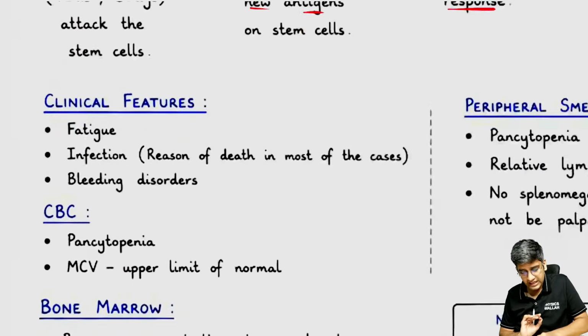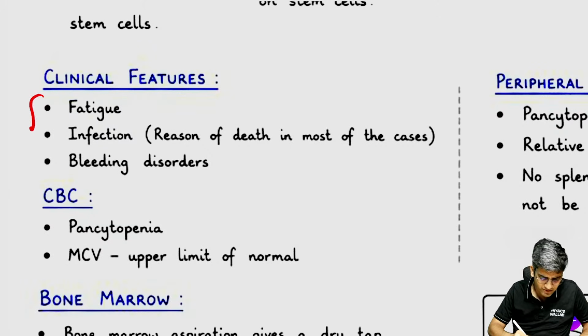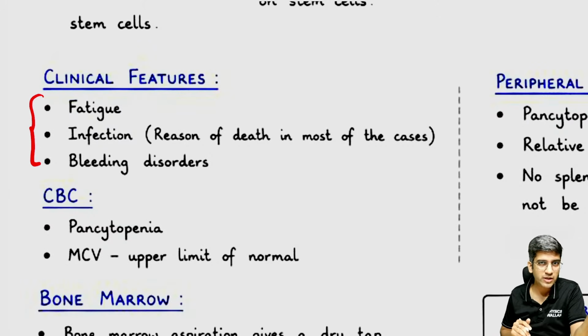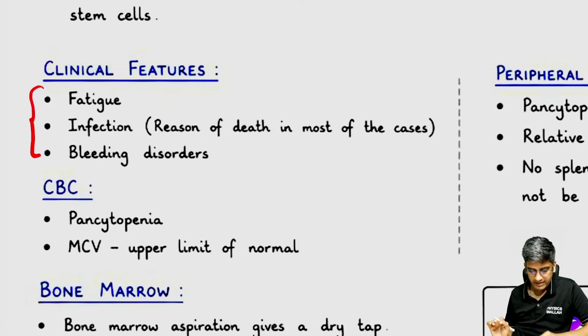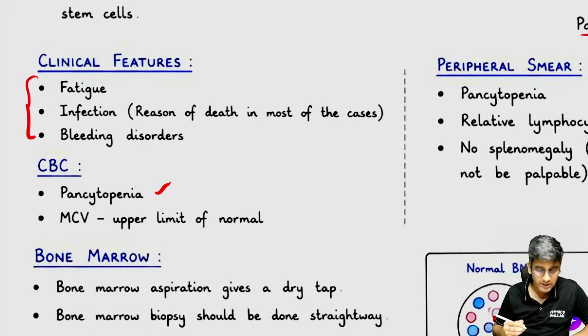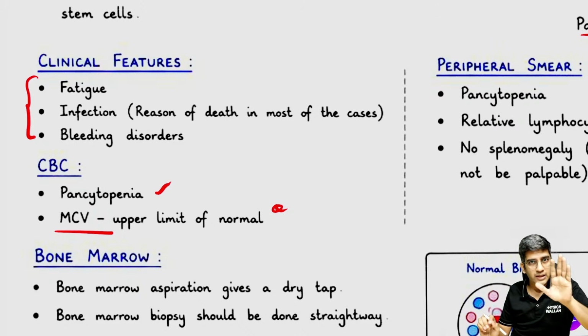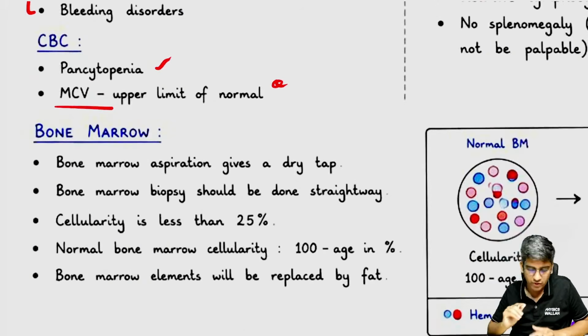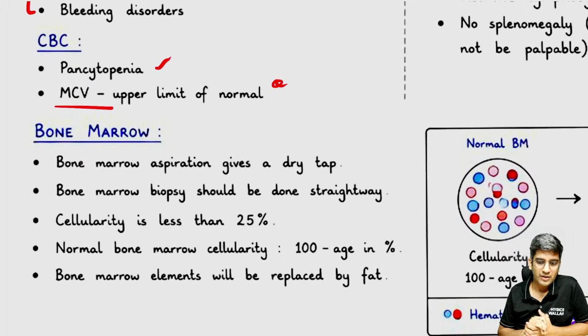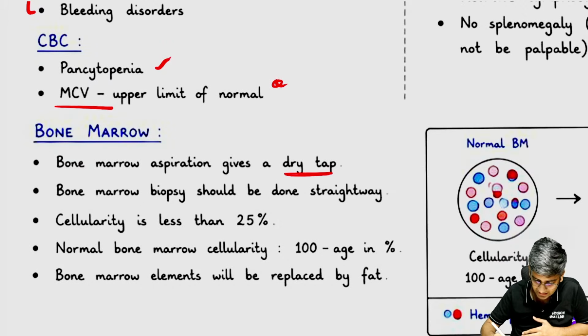Clinical features. These are symptoms of pancytopenia. Fatigue due to anemia, recurrent infections due to WBC loss, petechiae, purpura, everything due to your platelet loss, right? Bleeding disorders. You do a CBC, you'll have pancytopenia. This is very important. MCV can be a little bit higher in case of aplastic anemia, do remember. The moment you have pancytopenia, I obviously look for bone marrow aspiration. Dry tap is a very classical finding.